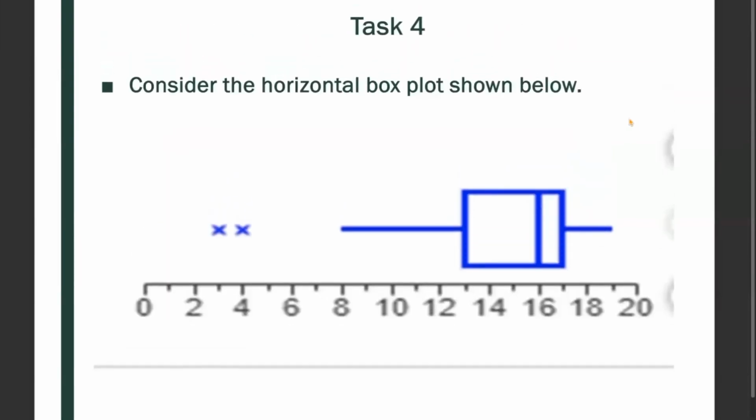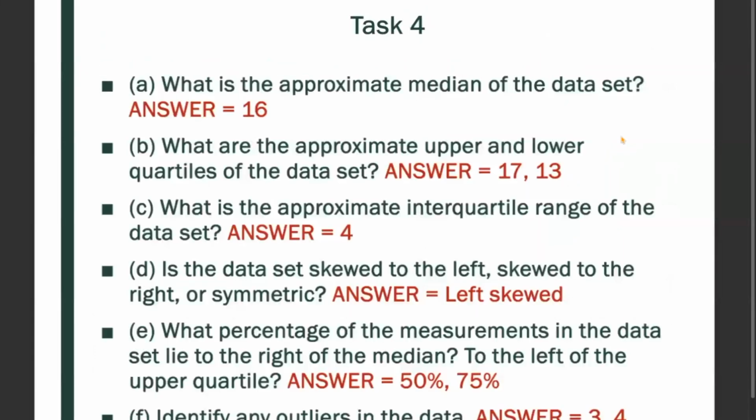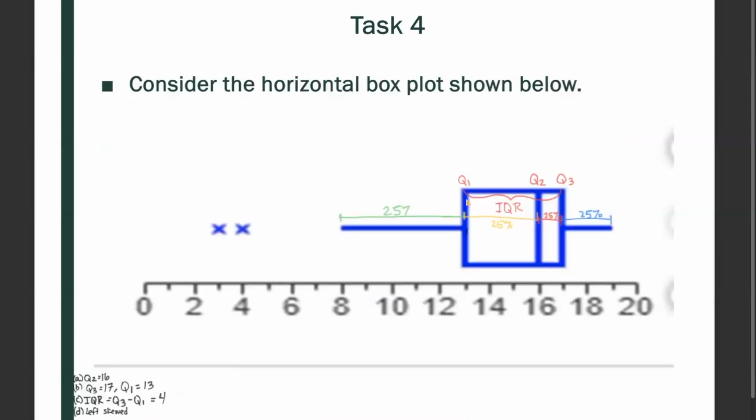All right, task 4. Consider the horizontal box plot shown below. So the first question is, what is the approximate median of the data set? So here, I like labeling again what the first quartile, the median, and the third quartile is. So the median here is approximately 16. The median is also Q2, quartile 2.